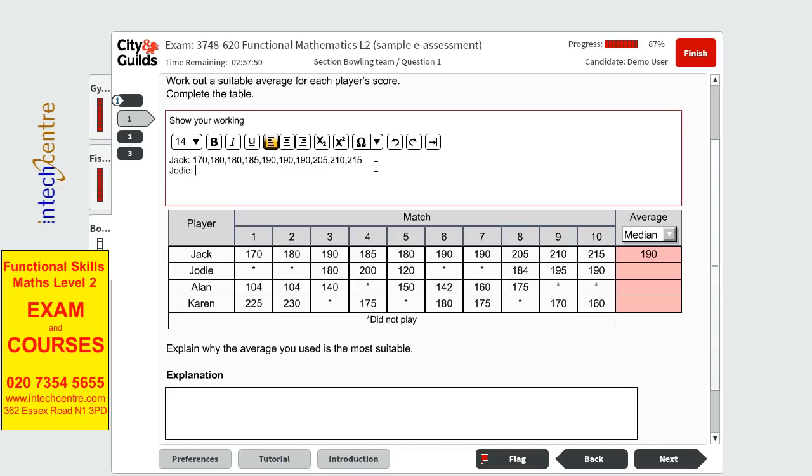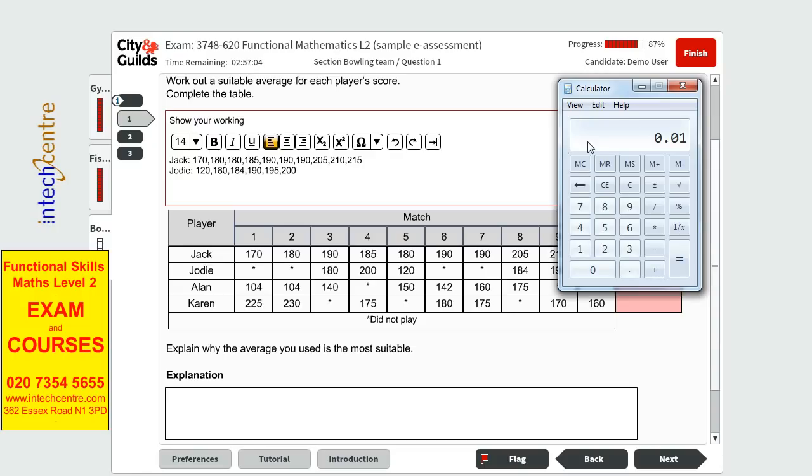She's only done 6 matches, so we'll only put those down. We have 184, 180, then 184, 109, 120, wow, lower, 120, 180, 184, 190, 195, 200. So these are our 6 values, and 6 divided by 2 is going to give us 3, so the third value is 106. Hold on.